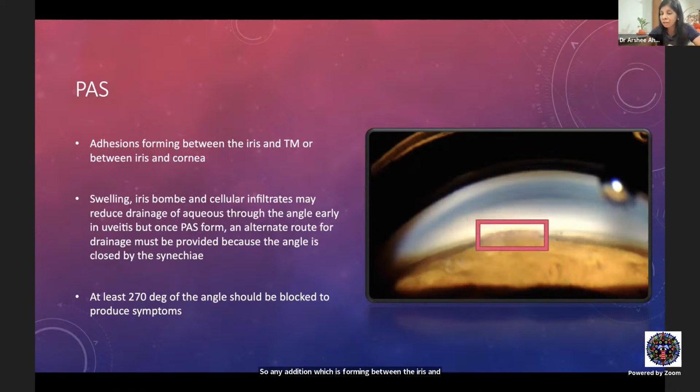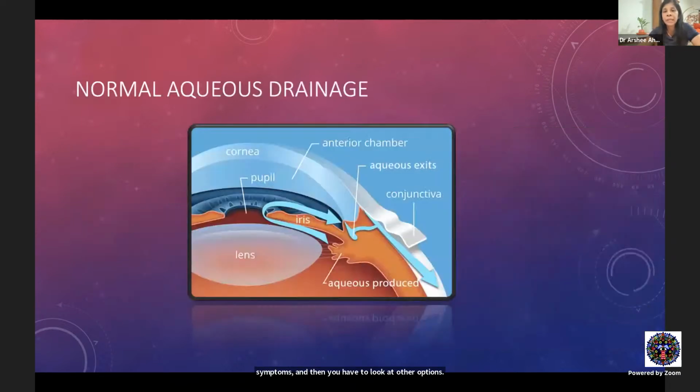These are very important structures which should be picked up in gonioscopy in uveitis patients, because once it reaches a critical level, for example, if more than 270 degrees of the angle is covered by these anterior synechia, it would result in symptoms. And then you have to look at other options, give other ways for the aqueous humor to flow. So this is how the normal aqueous drainage would be.